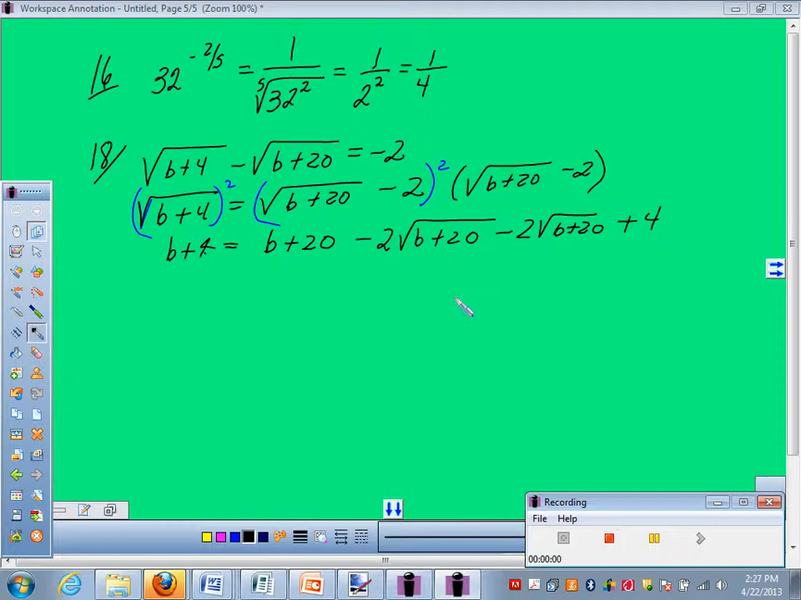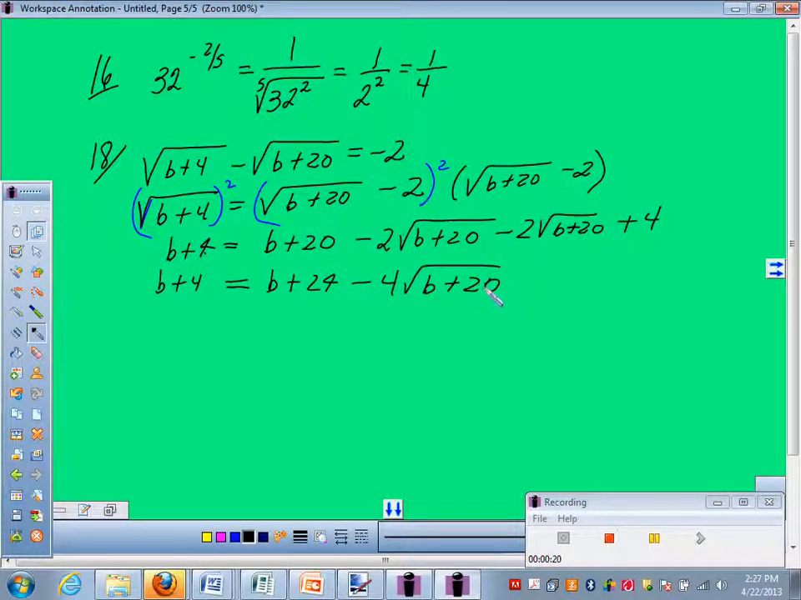Okay, so now that we've just discussed this, we're cleaning up the right-hand side. What can I add together on the right-hand side? Yes, because 20 and 4 would make plus 24, and then the two roots are negative 4 times square root of b plus 20.